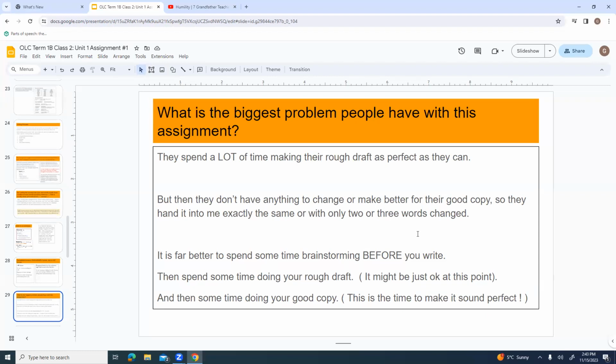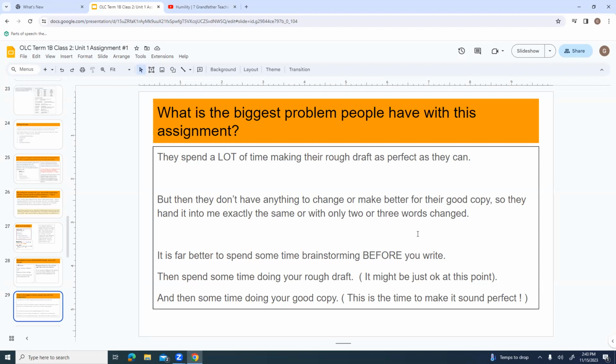Take a little bit of time to brainstorm before you start writing. Take a little bit of time to write your rough draft. You might only need 20 or 30 minutes to just jot down your ideas. Then take a picture of that or take a photocopy of that, and now do all your corrections on that copy until you have it at the right spot.